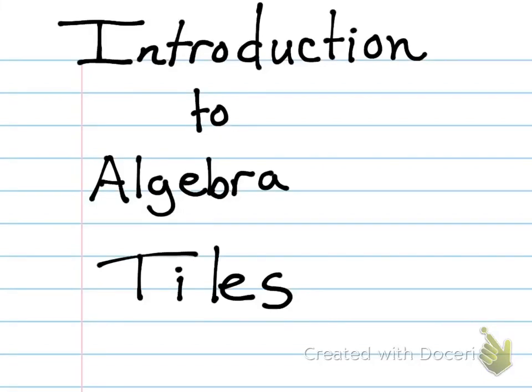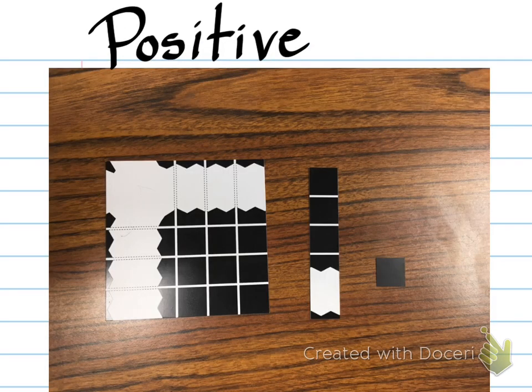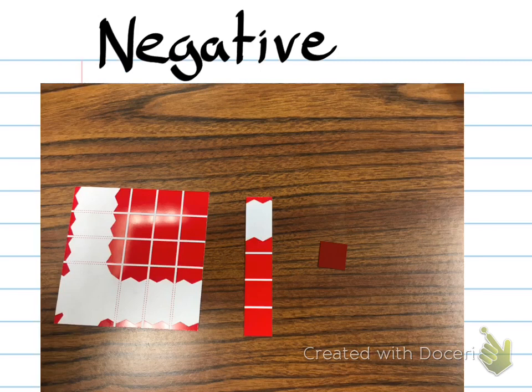This is the introduction to algebra tiles. If you've never seen them before, they look like this. They kind of resemble base 10 pieces, but they look a little different. Interesting to know, they're two-sided, so one side is black. This represents positive, and the other side is negative. And they also have these weird gaps or white spaces in the middle. We'll talk about this on our next slide.